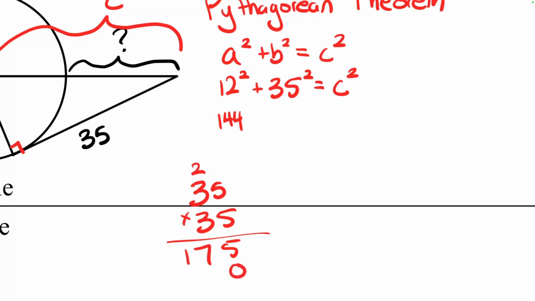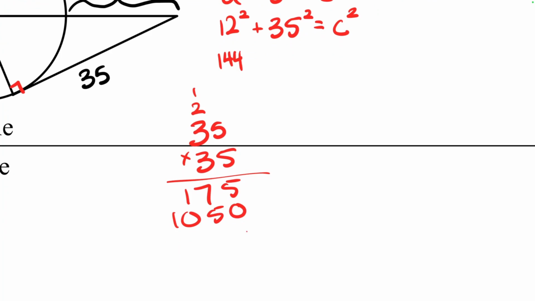0. 5 times 3 is 15. 3 times 3 is 9, with the 1 is 10. We add these together. We get 5, 2, 2, 1. 1, 2, 2, 5. So I'm going to say plus 1225 is equal to C squared.